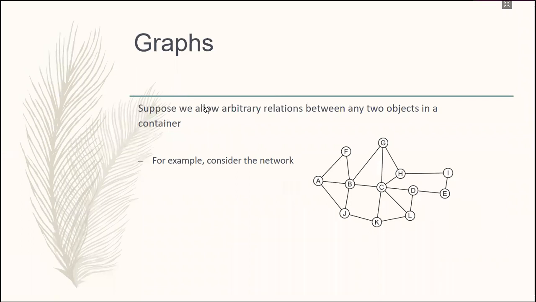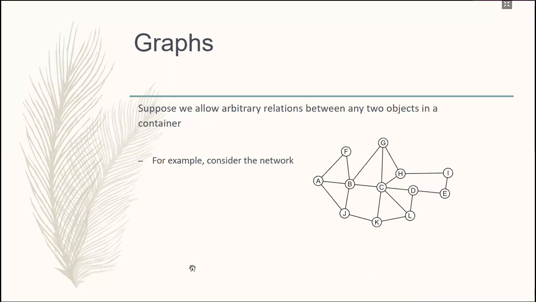Then we have graphs. Suppose we allow arbitrary relationships between any two objects in a container. For example, consider a network. Let's assume B is a person. B knows F, G, A, J, C. C is another person who knows K, H, D, L, G, B, but C doesn't know J. Again, B doesn't know K. So this is a network of people, or you can also say these are roads. This is city A, this is city B, this is city C, this is city H. These are roads among them. Whenever you are trying to represent some arbitrary relationship or a network, we use graphs.